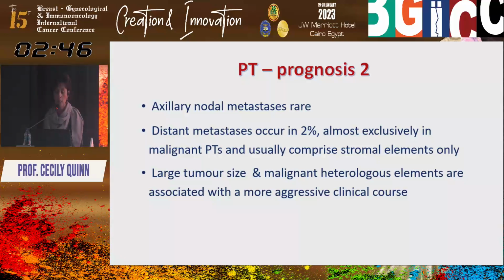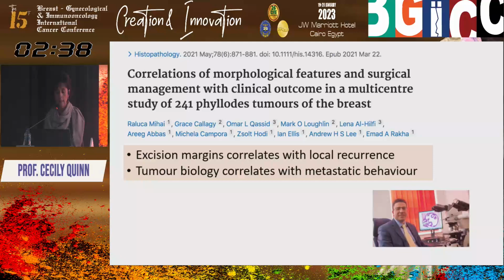And the big predictors really of an aggressive clinical course are the size of the tumor and the presence of malignant heterologous elements. This is another paper from Emma Draka and colleagues, and in their study, they did find that excision margins tended to correlate with local recurrence, but very much that the tumor biology correlated with metastatic behavior.